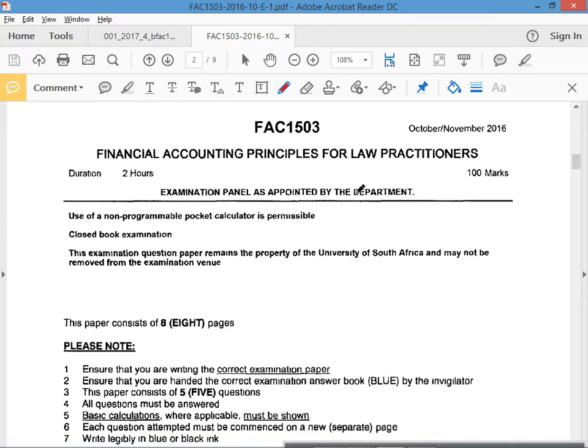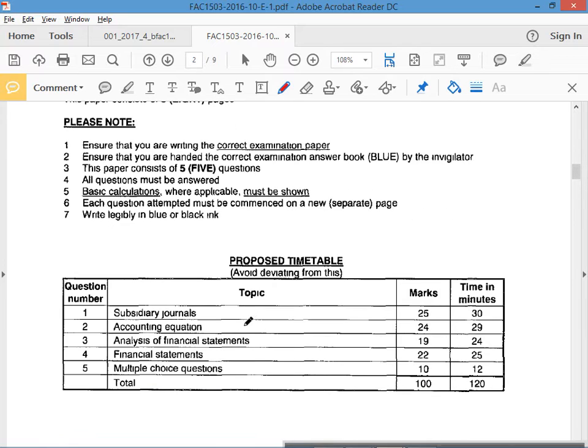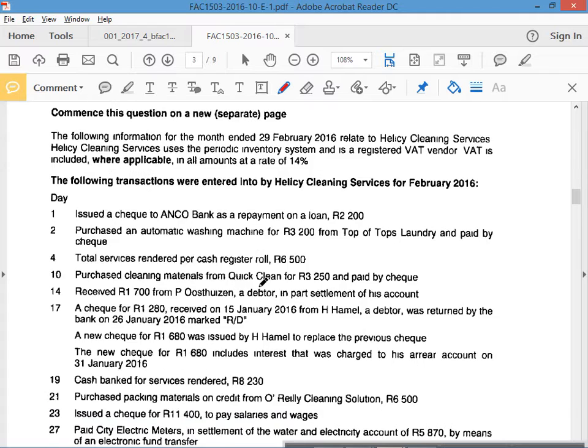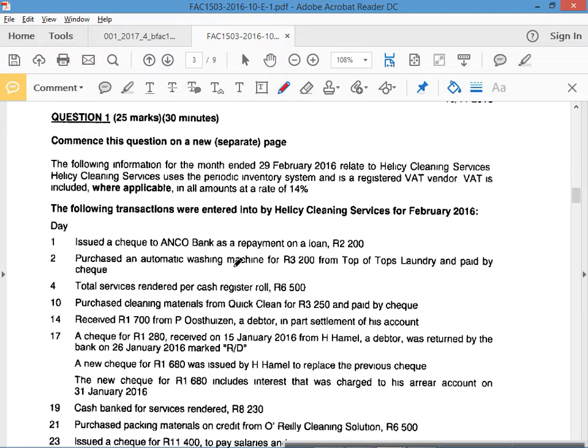We're going to be looking at another question from the past paper that we looked at last week. Last week we started with October, November 2016. I already looked at one question with you, the accounting equation. Now I'm going to be looking at this question, the subsidiary journals. 25 marks, 30 minutes. We're looking at the journal. If it's a journal, it's focusing on the recording of transactions. Okay, so the first bit is looking at interpretation. Do you know what's happening in each of these different scenarios?